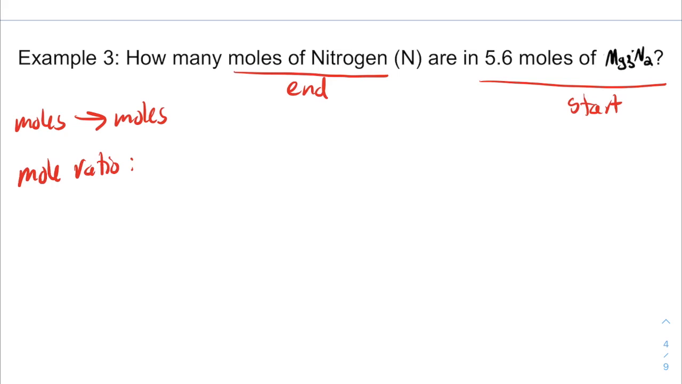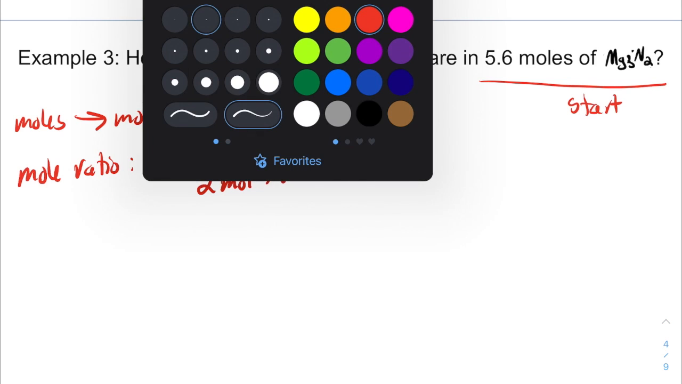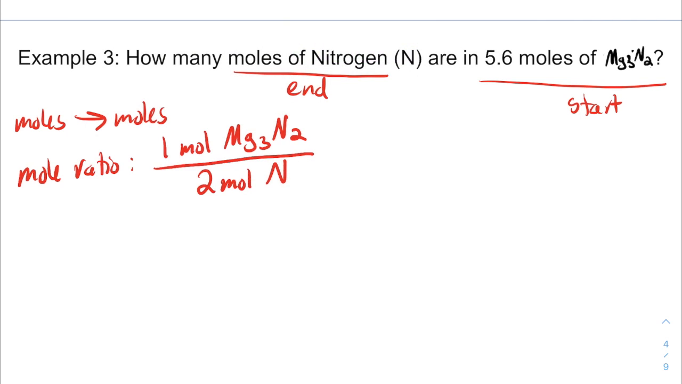Our mole ratio here is going to be that 1 mole of Mg3N2 contains 2 moles of nitrogen. Again, this is just coming from the molecular formula. This 2 right here gives us this information. This is going to be our conversion factor. Now that we know what we're starting with and what we're ending with, we can do our setup.